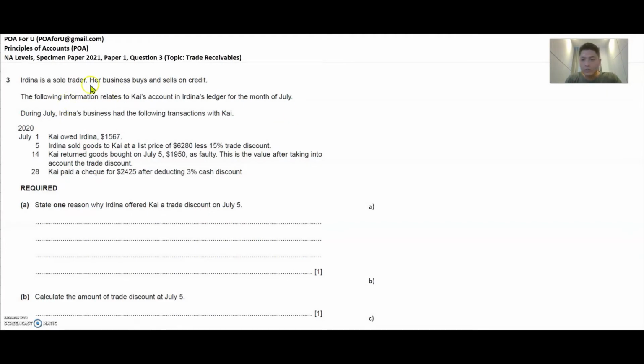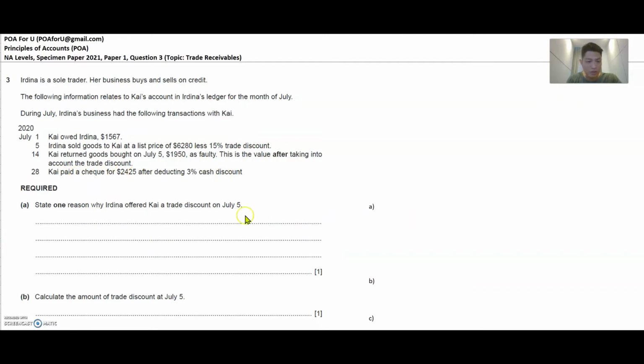Adina is the business owner, and here's some information with regards to Adina's customer, Kai. Now, let's look at what's happening in July. On the 1st of July, Kai owes Adina 1,567, so this must be an opening balance from previous months. Adina then sold additional stuff to Kai at a list price less a 15% trade discount, and then Kai returned some goods, and then Kai paid for some goods after some cash discount.